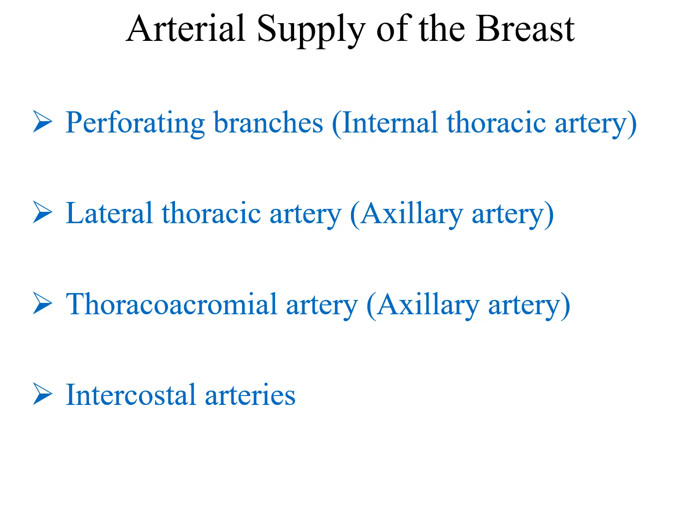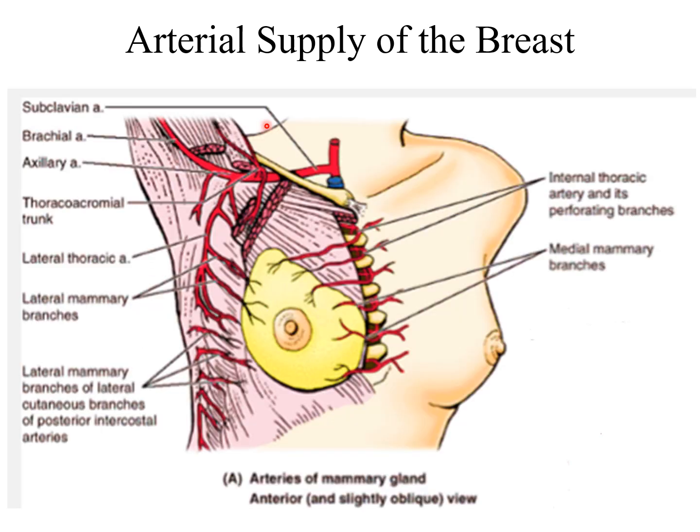Now the arterial supply of the breast: it has a very extensive arterial supply, with perforating branches from the internal thoracic artery. The major artery supplying the breast is the lateral thoracic artery, which is a branch of the axillary artery. Then the thoracoacromial artery, again a branch of the axillary artery, and the intercostal arteries. All these arteries are responsible for supplying the breast. So here we can see this is the breast.